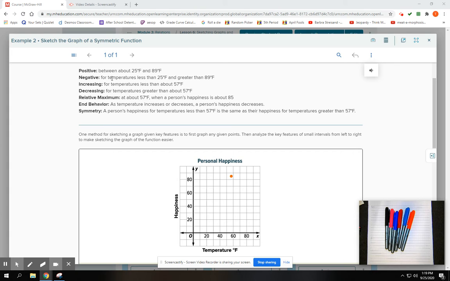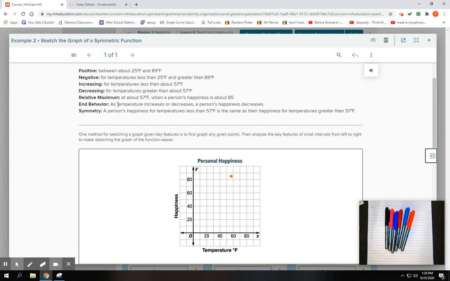We're positive between 25 degrees Fahrenheit and 89 degrees Fahrenheit. We're negative for temperatures less than 25 and greater than 89. We're increasing for temperatures less than 57. We're decreasing for temperatures greater than 57. So our relative maximum is at 57 degrees Fahrenheit, where a person's happiness is about 85. Right? This is the peak of happiness based on temperature.